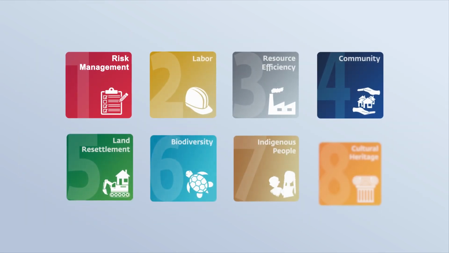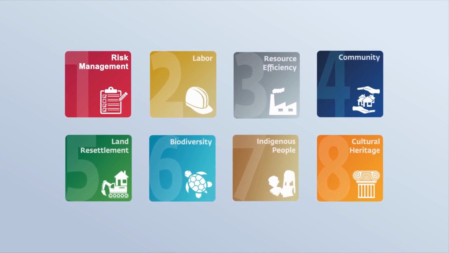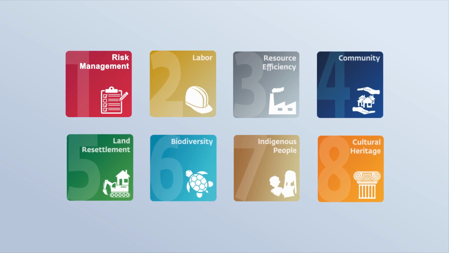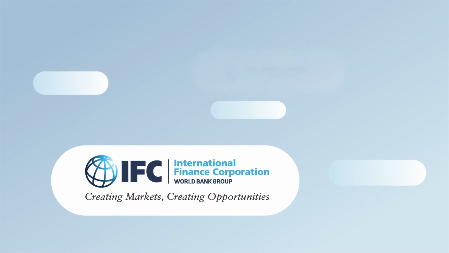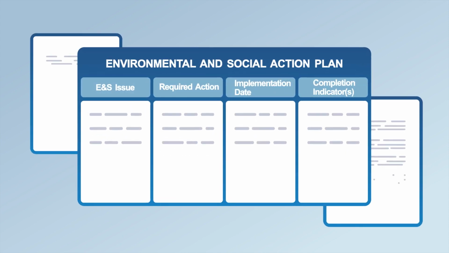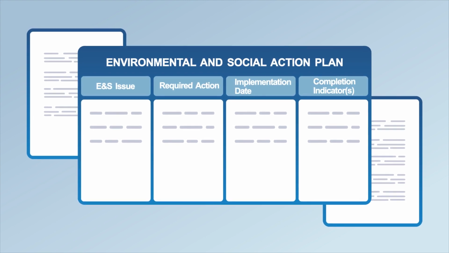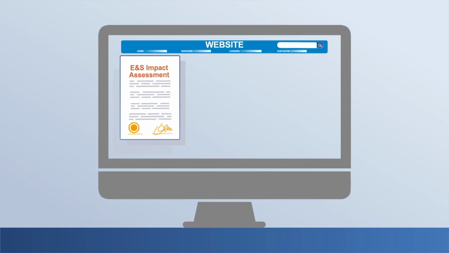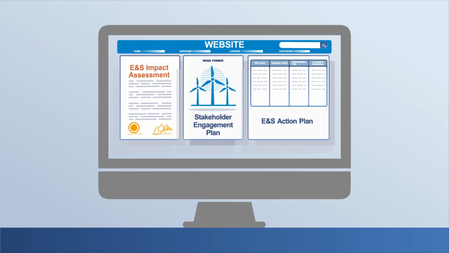The consultant should visit the project site to determine which E&S standards are applicable to the project and identify any gaps between the E&S impact assessments, the IFC's performance standards, and World Bank's Environment, Health and Safety Guidelines. The necessary mitigation measures to address the gaps are included in an E&S action plan and attached to the legal agreement. In addition, a stakeholder engagement plan to inform the local communities about the project should be made publicly available, for example through the project developer's website.